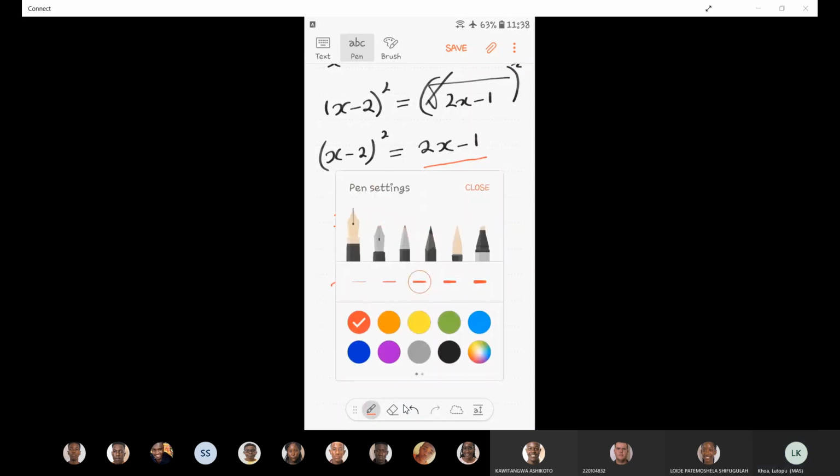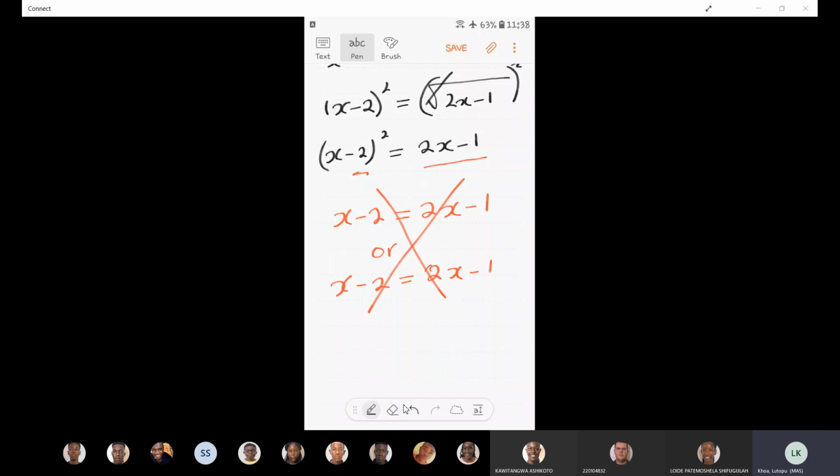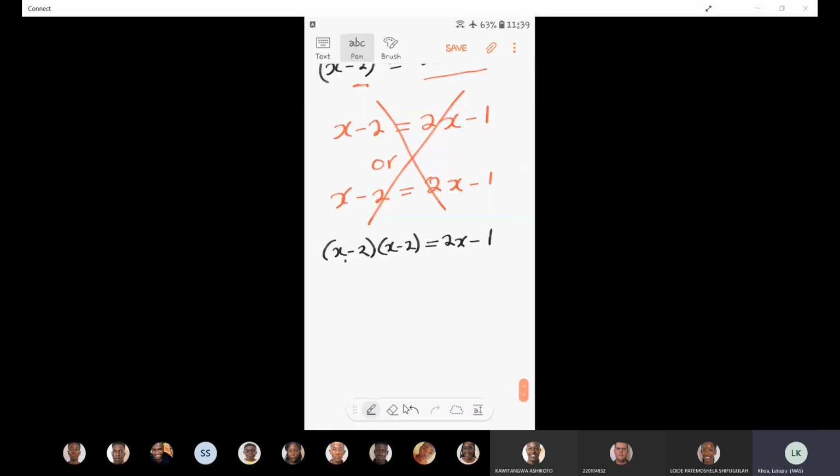Okay, so to do that, we have to multiply out the brackets. So this is x minus 2, x minus 2. This is 2x minus 1. You know how to multiply out our brackets. So you have x squared minus 2x minus 2x plus 4. This is equal to 2x minus 1. Then we have x squared minus 4x plus 4.